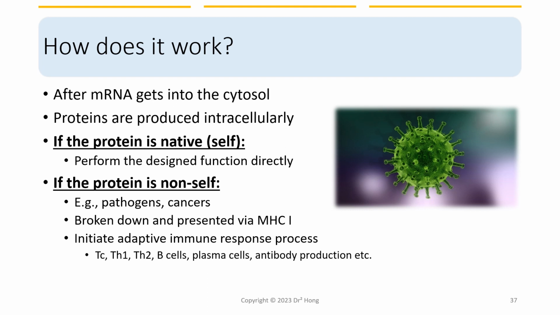If the protein is native and recognized as a self-protein, it can perform its function as intended. However, if the translated protein is non-self, such as from pathogens and cancers, it will get broken down into peptide pieces and presented via the MHC class I molecule. Now, subsequently initiate adaptive immune responses with the mechanism we talked about in the Immunology series lecture 6. So if you need a refresher on that concept, please check that out.